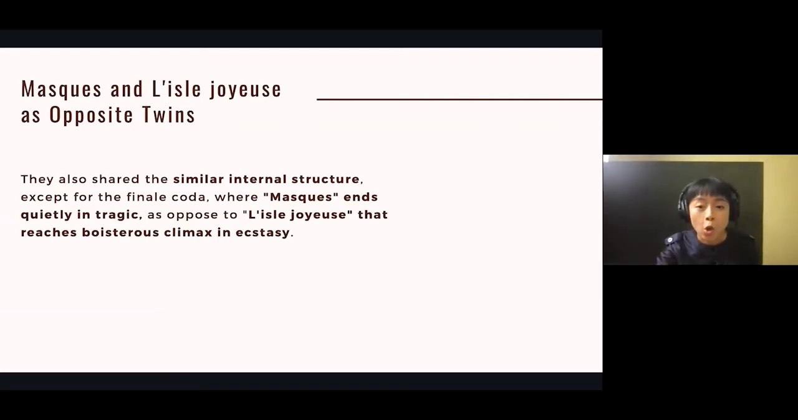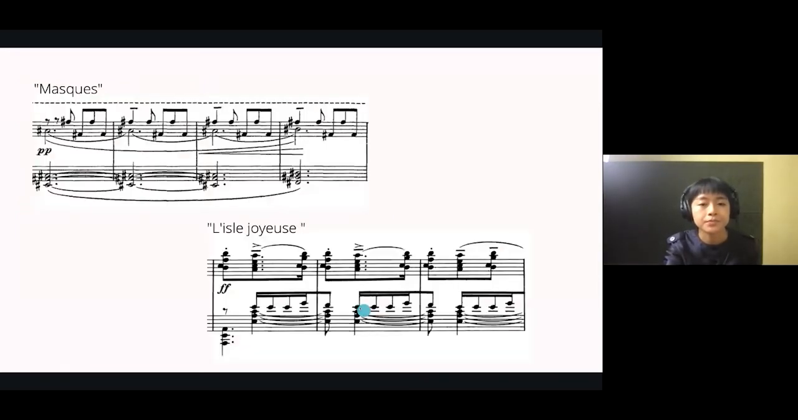It's actually in the coda that these two pieces are very, very different. Masques resolves to a very quiet ending. You can tell the tragedy when you hear Masques: it ends with silence. That was true tragedy, whereas Les Joyeuses reaches fortissimo, a climax that is very noisy and very symphonic. So it's ecstasy. That's the most obvious difference between these two pieces if you just hear them once.